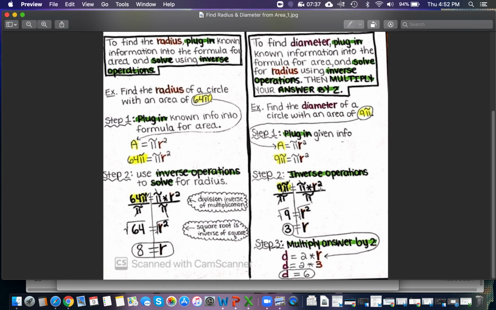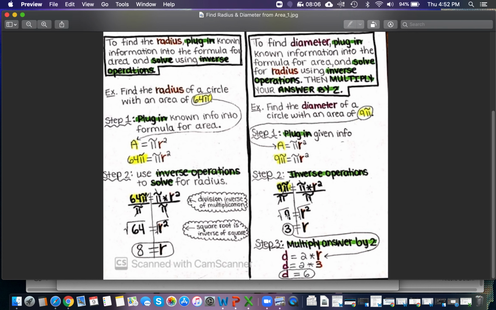I want the radius by itself. So the first thing I need to do is to get rid of this multiplication, this timesing by pi. The opposite of multiplication is division. So I'm going to divide both sides by pi. That allows me to cancel this out. So I'm left with radius squared on this side, and 9 pi divided by pi. These can cancel out, and I have 9 left on this side.